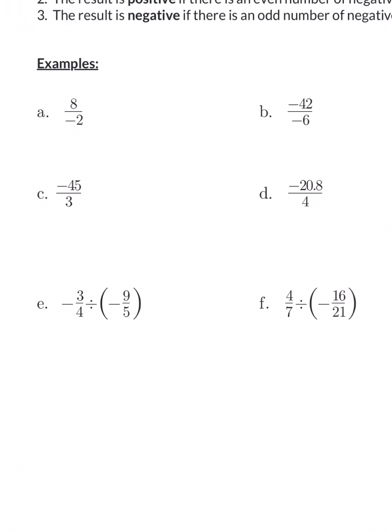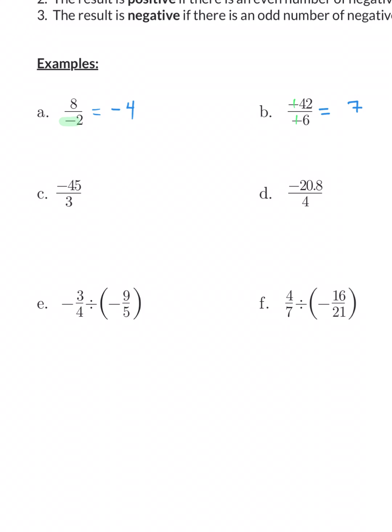For example A, we have 8 divided by negative 2. I'm going to start by dividing the numbers. We get 8 divided by 2 is 4. Since I have 1 negative sign, my final answer will be negative. So we get negative 4. If we look at example B, negative 42 divided by negative 6. I'm going to start by dividing the numbers. We get 42 divided by 6 is 7. Since we have 2 negatives, my answer will be positive, or, just like we did before, we can cross out the 2 negatives, leaving me with no negatives to put in my answer.